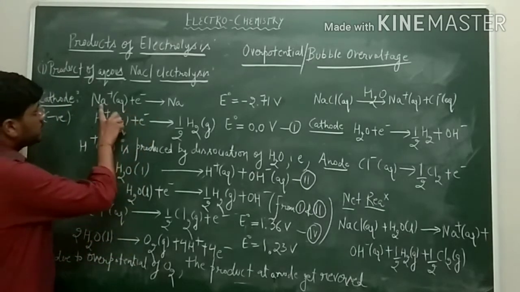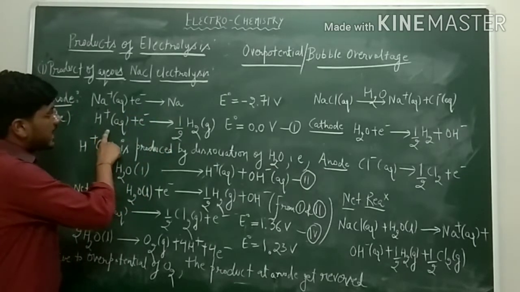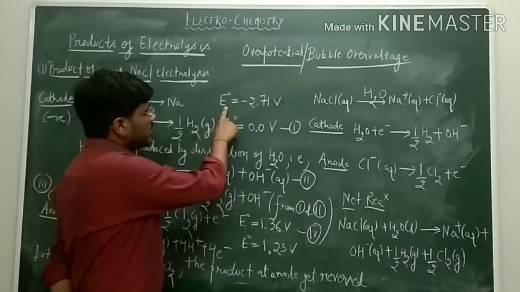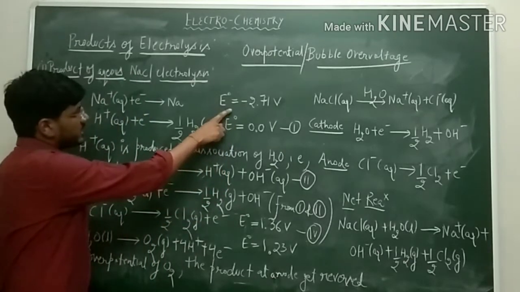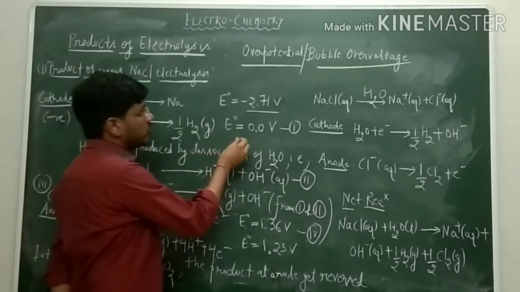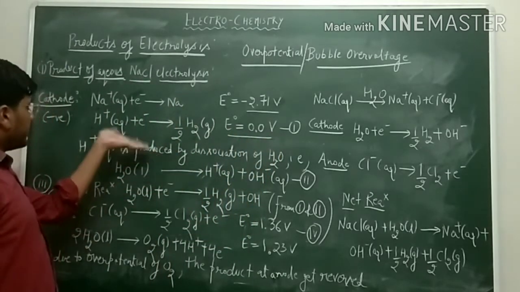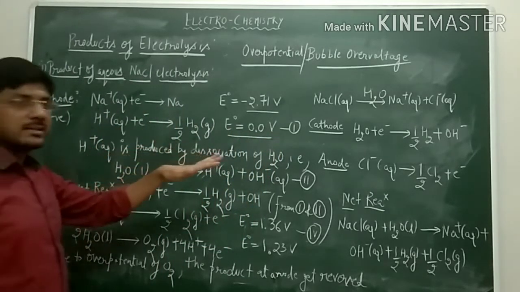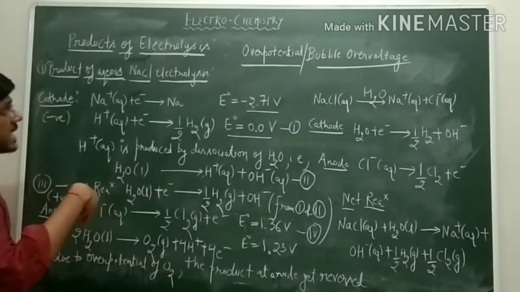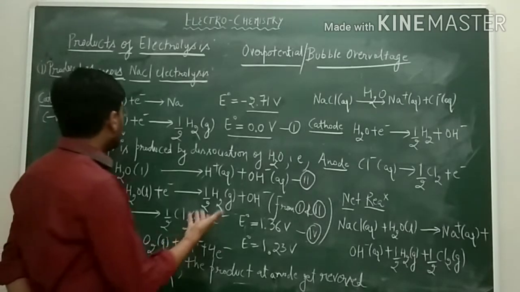So here we have Na+, which on gaining one electron will form sodium, and H+ ion, which on reduction will form hydrogen gas. The E° value for Na+ reduction is -2.71 volt, and for H+ we know it is the standard and it is 0 volt. And we know that at the cathode a reduction process always takes place, and the ion having more reduction potential has more tendency to undergo reduction.